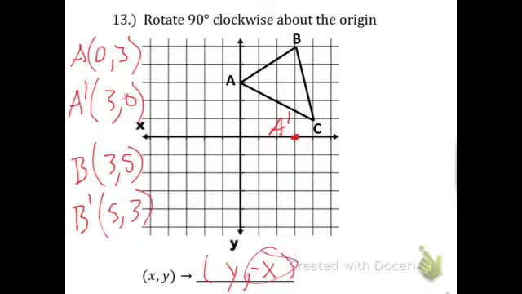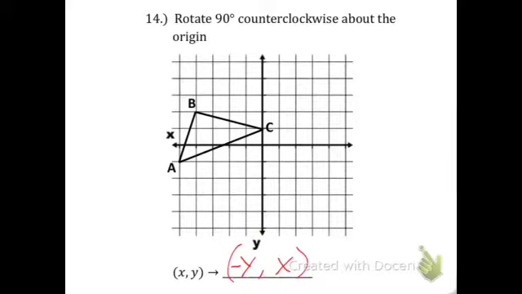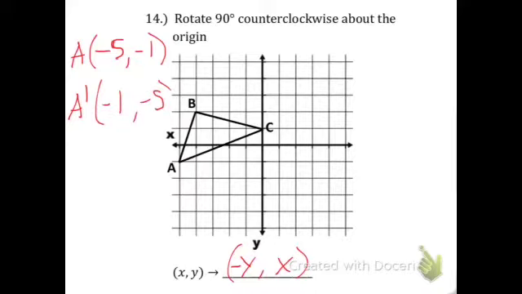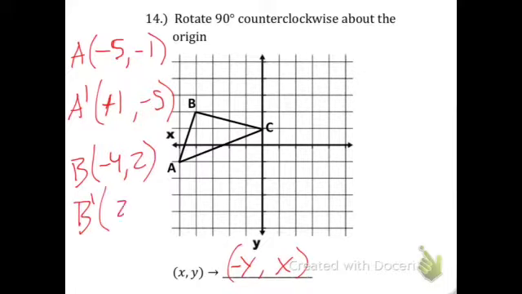90 degrees clockwise. And on 14, our last one here, the rule is to switch the order and change the sign on just the first one. So A is currently sitting at negative 5, negative 1. If you switch the order, you'll get negative 1, negative 5. I need to change the sign on the first one so I can get positive 1, negative 5. B is currently at negative 4, 2. Switch the order. You'll get 2, negative 4. And switch the sign on the first one. You'll get negative 2, negative 4.